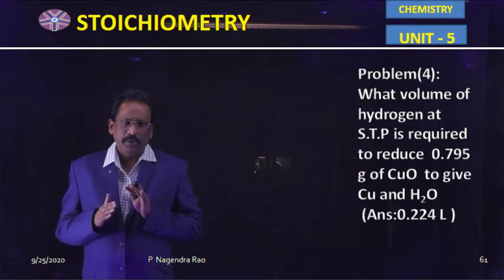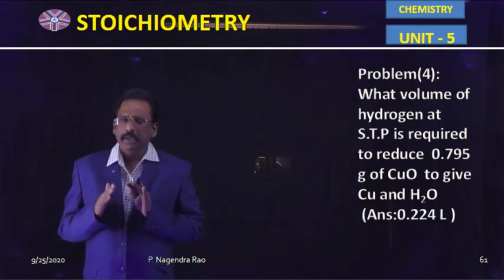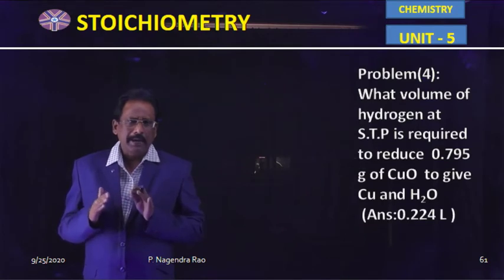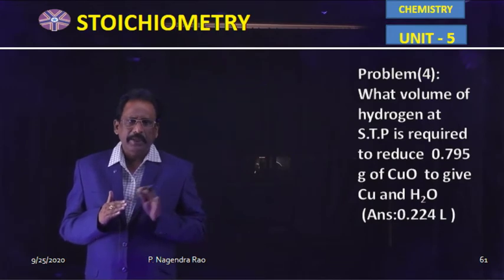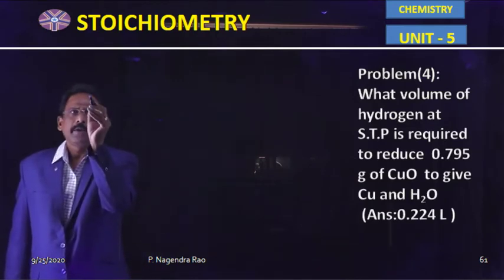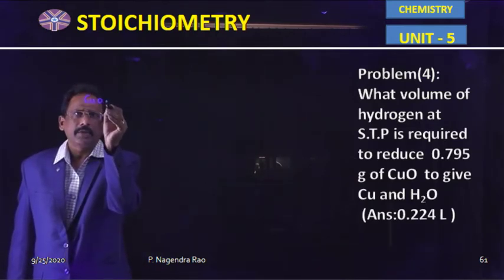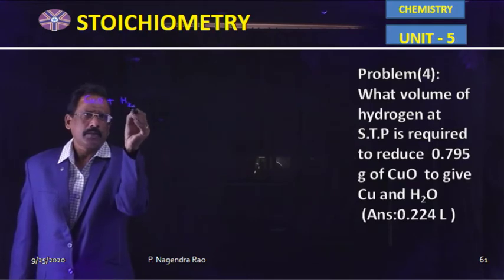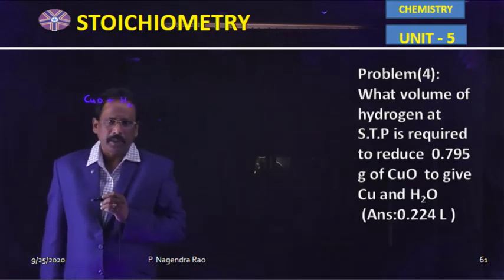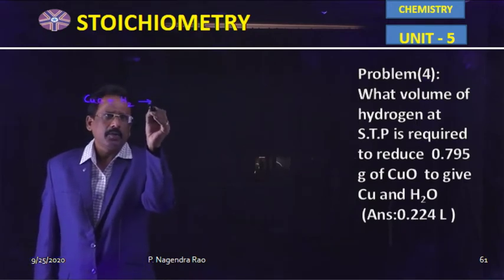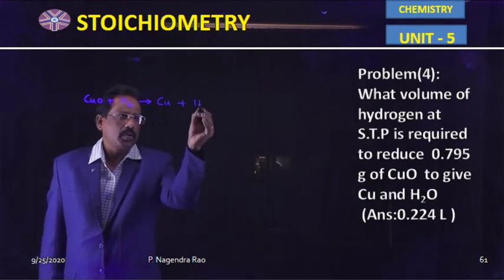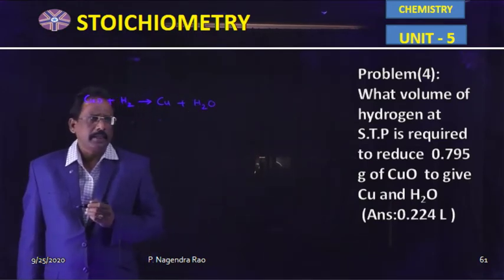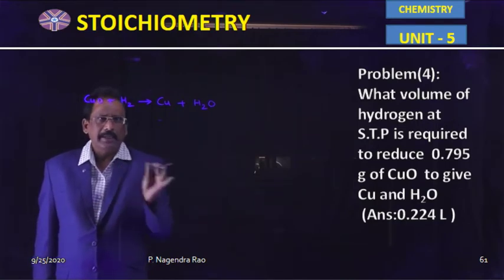Now the next problem is what volume of hydrogen at STP is required to reduce 0.795 gram of cupric oxide to give copper and water. First write the chemical reaction between cupric oxide and hydrogen. When hydrogen reacts with cupric oxide, cupric oxide is converted into copper and H2O. This is the balanced chemical equation.